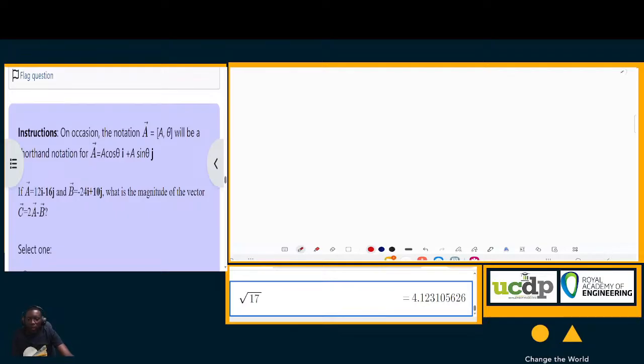Okay, so back to our question. Our question now requires us to find the magnitude of the vector C, which is an operation based on vector A and vector B. So C is equal to 2A minus B. How do we work that one out? Anyone who would want to describe to us what we should do? I'll do the writing. Unless you have the answer already, you can share it with us and let us know what you did.